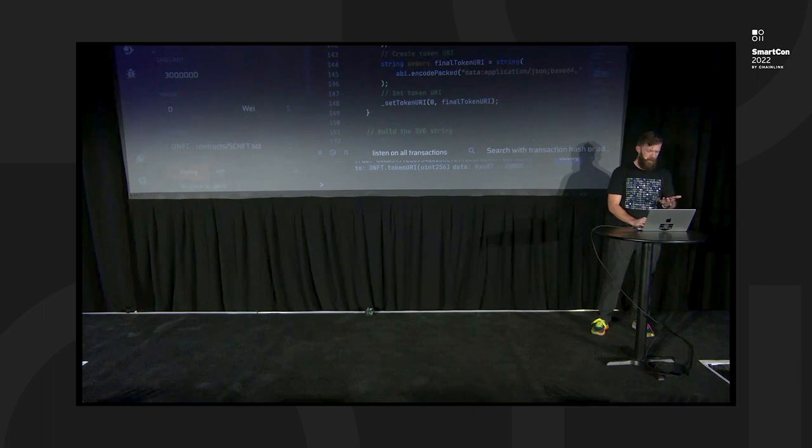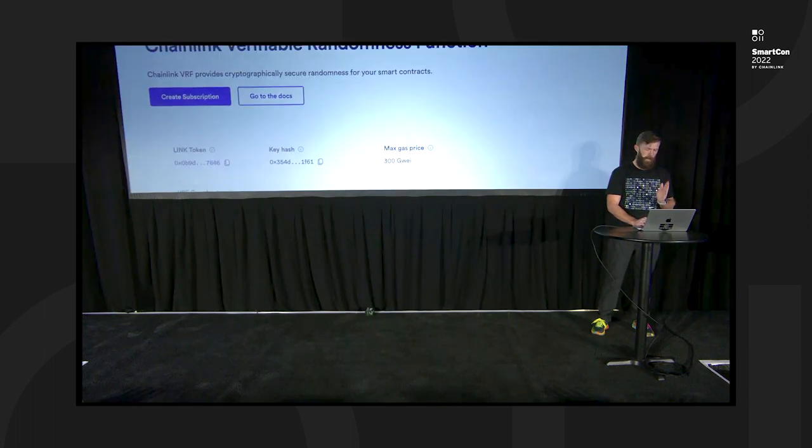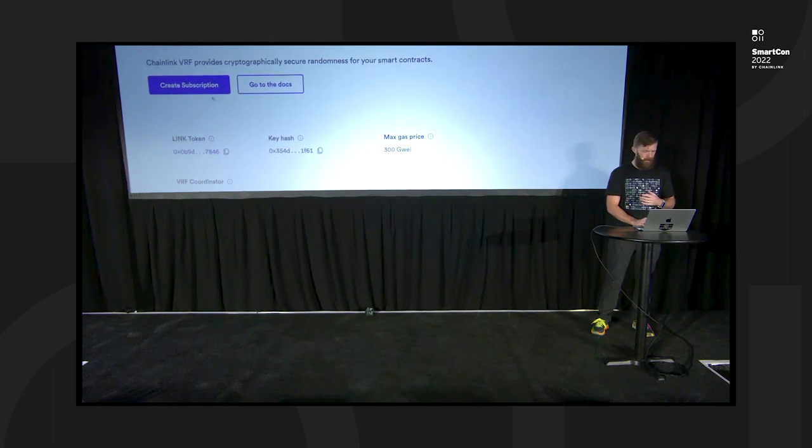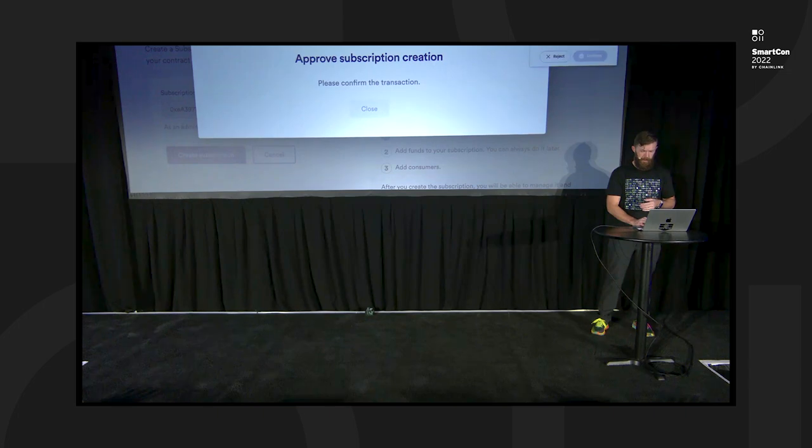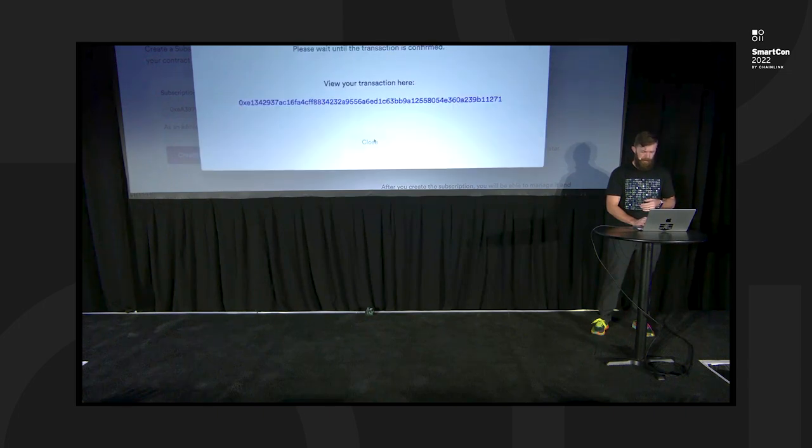So let's deploy this and see what it looks like. When we deploy it, if you remember in the constructor, we had to have a subscription ID. That's going to be for VRF. So let's create a VRF subscription. We'll create a subscription here at vrf.chain.link. Confirm this.